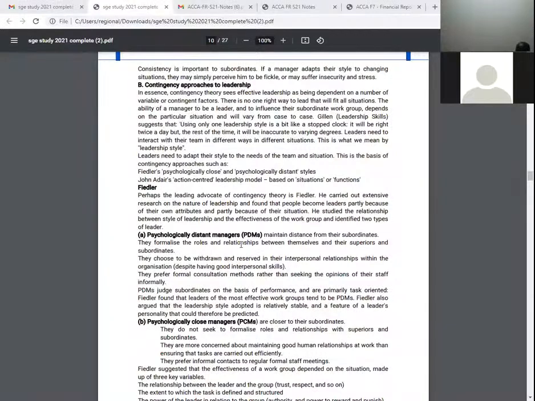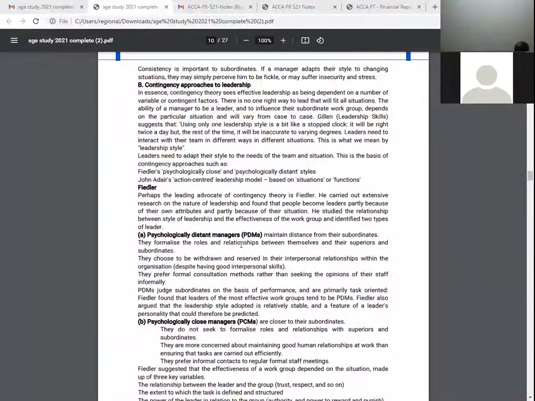Fiedler found that leaders of the most effective work groups tend to be PDMs. He also argued that the leadership style adopted is relatively stable and a feature of a leader's personality that could therefore be predicted. And then now we have the psychologically close managers.